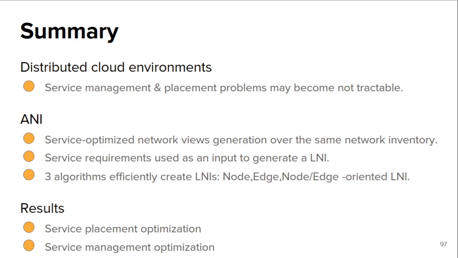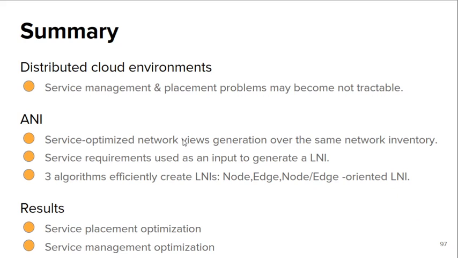Just to quickly summarize, one of the challenges for management systems in distributed cloud environments is how to effectively handle the scale and complexity of network service placement and management, considering actual resource network inventories. This paper contributes with a novel component called abstracted network inventory that generates optimized network views called LNIs, based on the network service requirements and network inventory capability.